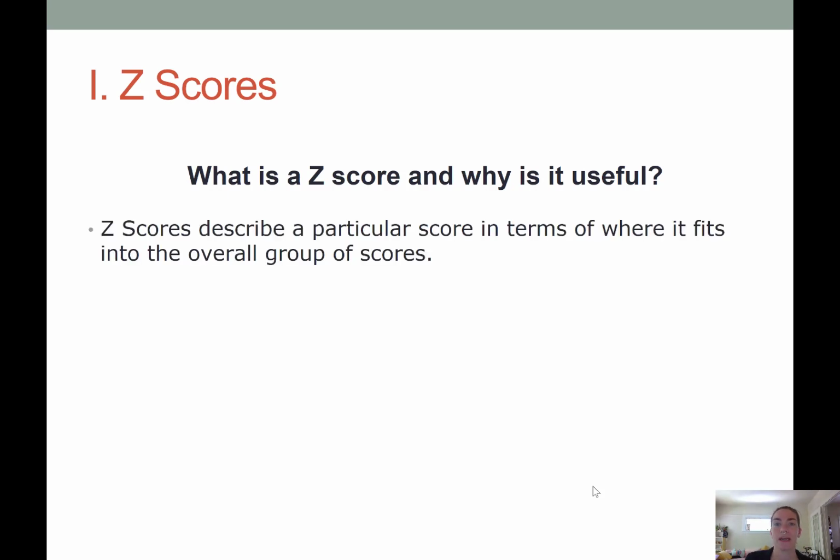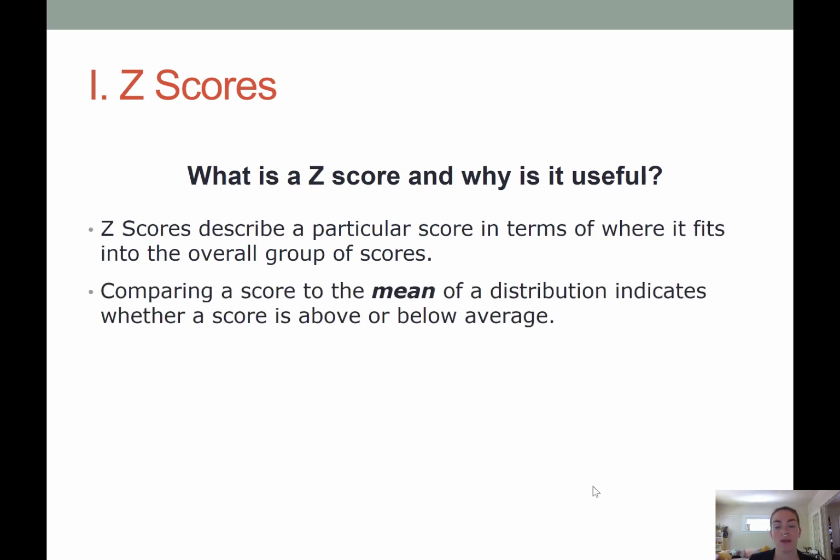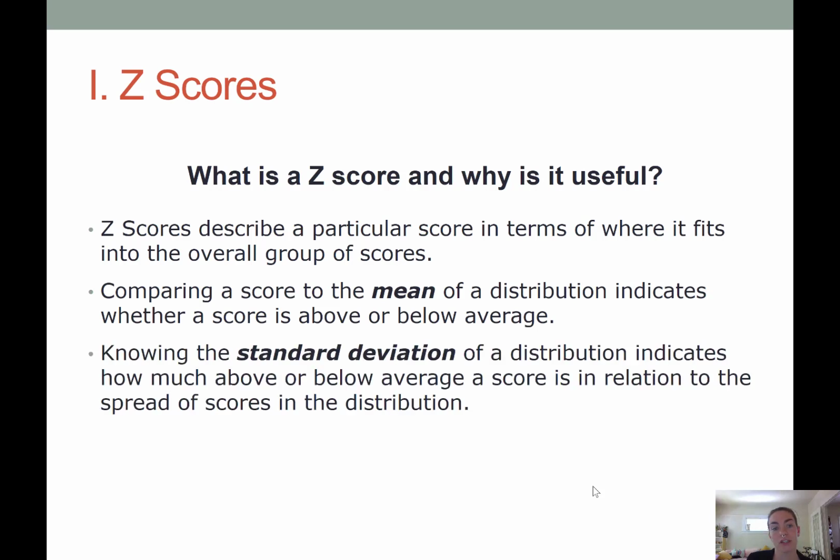And we're going to do that by calculating what we call a z-score. And a z-score is a score that describes a single score in terms of where it falls relative to other scores in the distribution. Okay. So in other words, this allows us to compare a single score to the mean, taking into consideration the spread of the distribution.